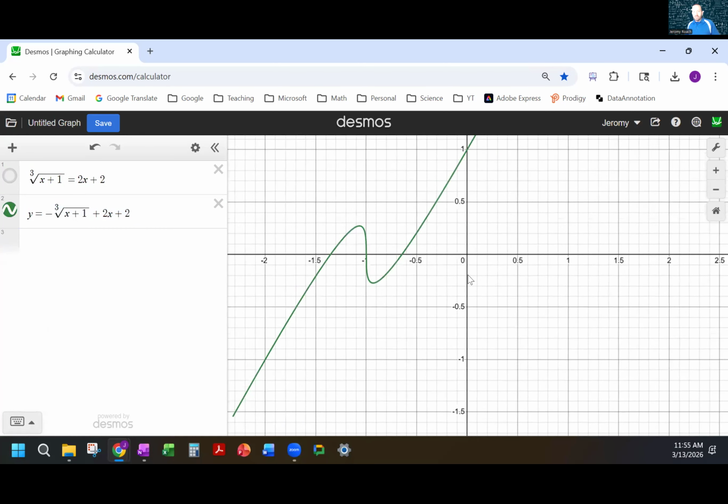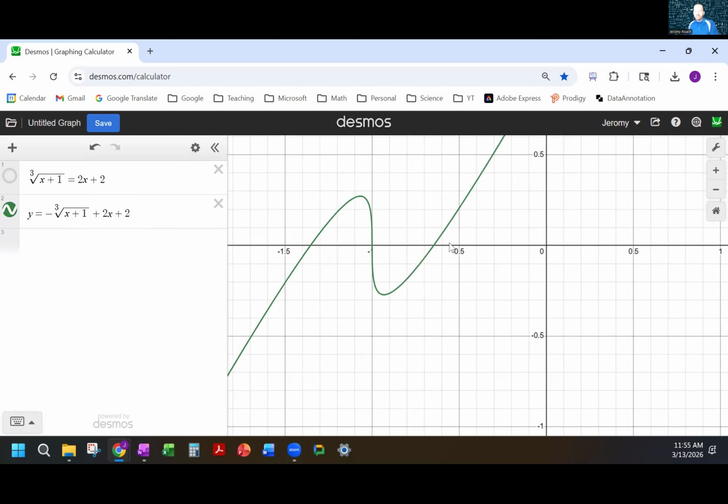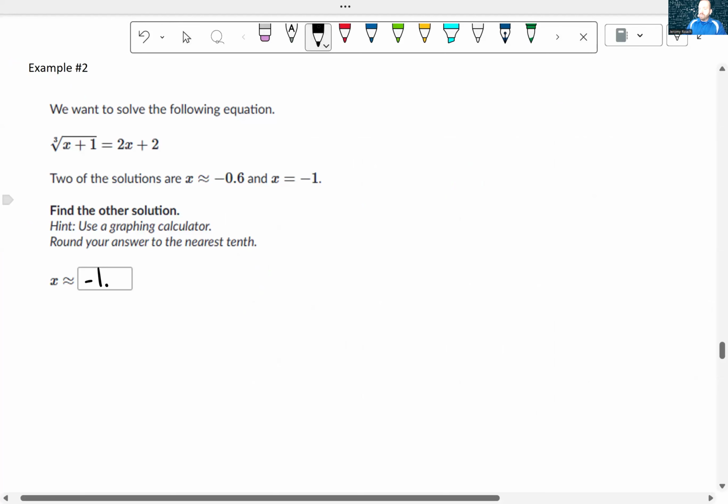Okay, now it tells us our original solutions. It says that the first one is negative 0.6, or roughly that. That would be that point there. The other solution it gives us is negative 1, and it wants us to find the third solution, which is negative 1.35. And again, it says to the nearest tenth. This is 0.35, so we're going to round up to negative 1.4. All right, so negative 1.4 is our answer for that one.